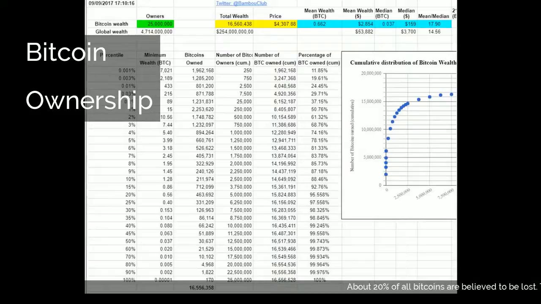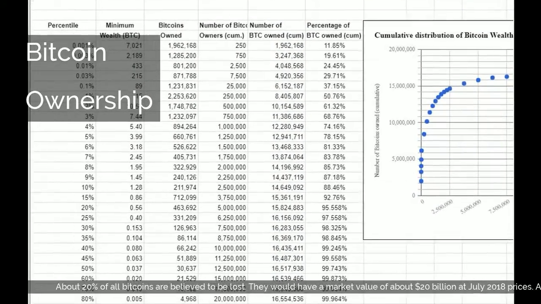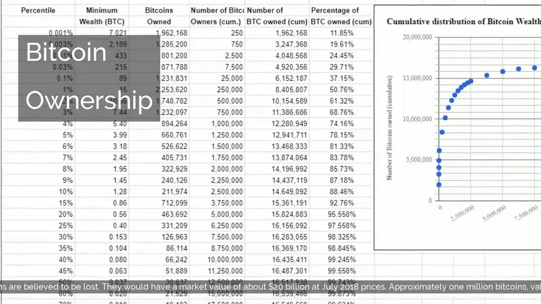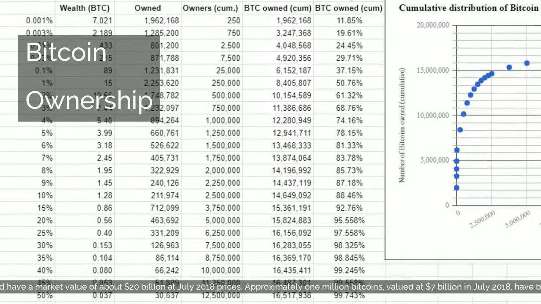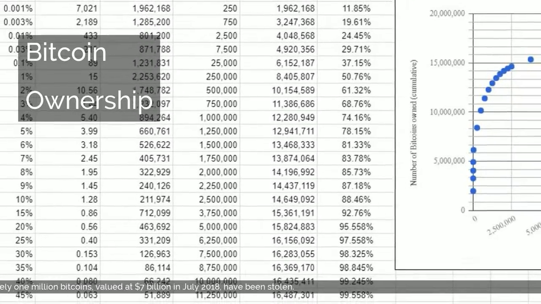About 20% of all Bitcoins are believed to be lost. They would have a market value of about $20 billion at July 2018 prices. Approximately 1 million Bitcoins, valued at $7 billion in July 2018, have been stolen.